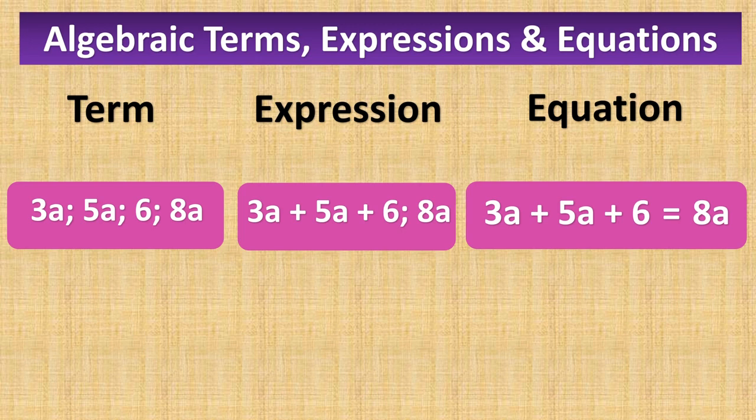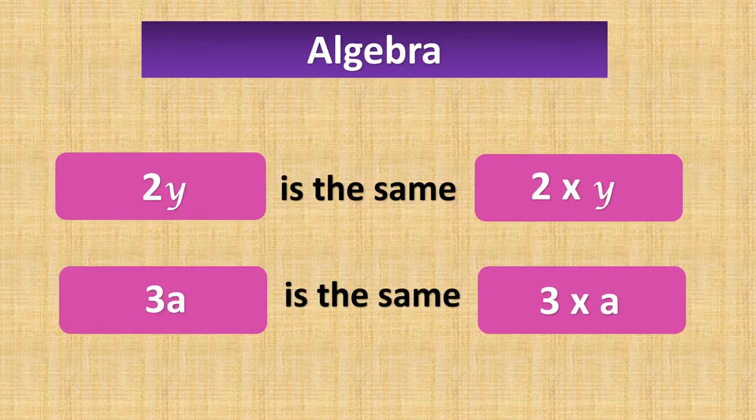So keep this in mind while we are solving problems, because this helps in finding solutions to algebraic problems. Now let's discuss some basic rules of algebra. When you see 2y written in any algebraic equation, when you see numbers right next to letters, it means that that number is being multiplied by the letter.